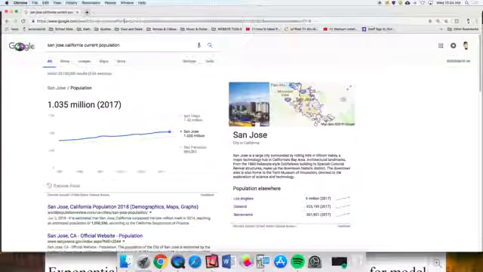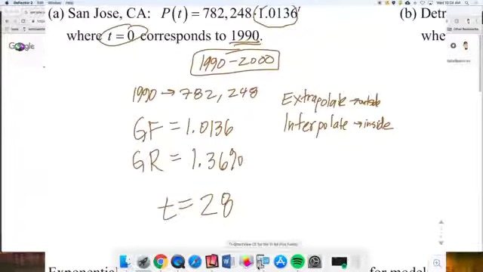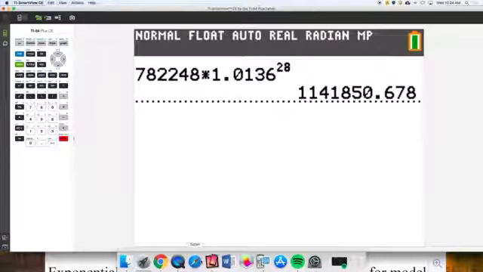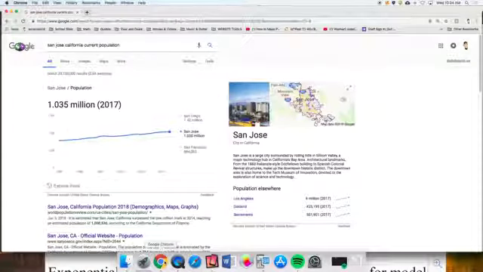It's 1.03. What did our model do? It got it wrong, right? The population of San Jose is still over 1 million, but not quite by what the model predicted. Why is that? Stuff, right? Stuff. So mathematical models have limitations, right? They're good for predicting, but it's not absolute.